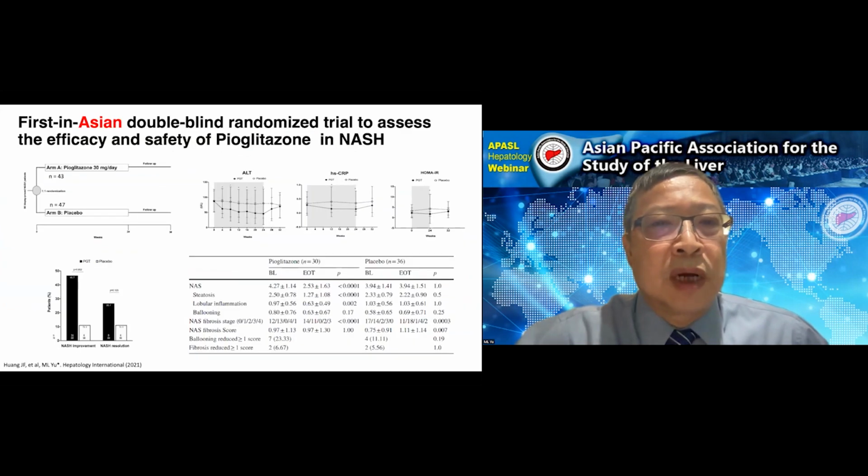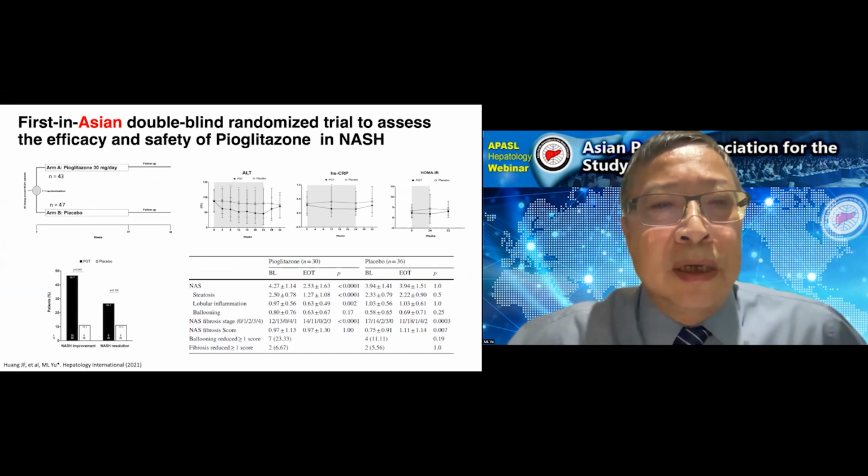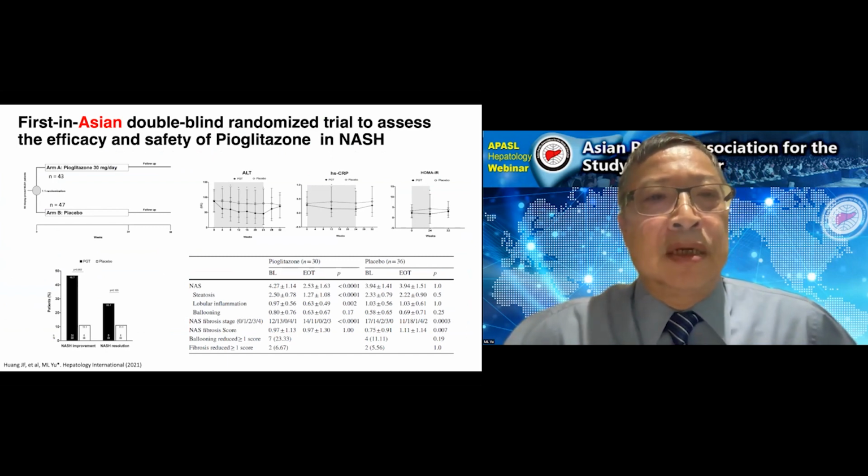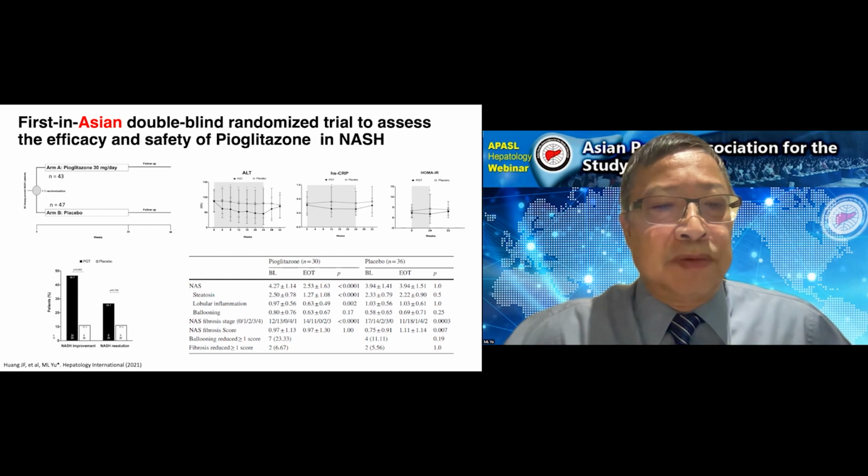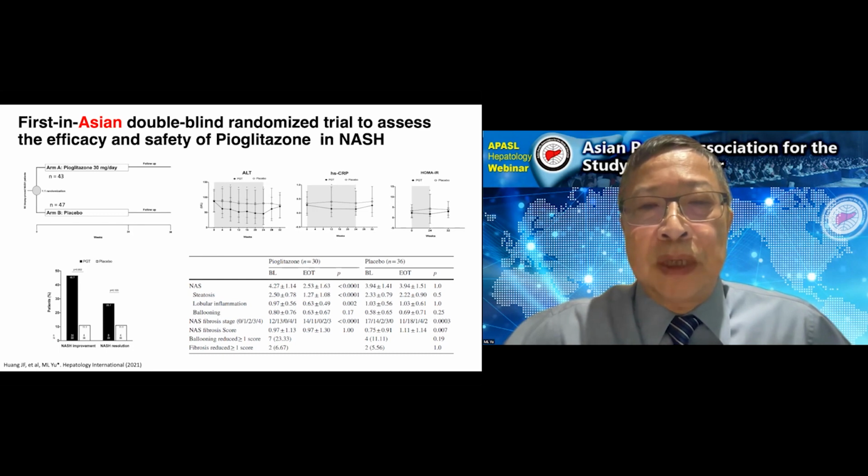We were also interested in whether the effect of pioglitazone could be observed in an Asian population, and conducted this double-blind randomized trial to treat patients with 30 milligrams of pioglitazone for 6 months compared to placebo. As you can see in the left side figure, 46% of patients achieved NASH improvement compared to 11% in the placebo control, and one quarter of the pioglitazone patients had NASH resolution compared to only 10 to 11% in the placebo control. During the treatment, there was a significant normalization and improvement in the ALT level, CRP level, and hormone index, but the improvement could not be sustained after discontinuation of pioglitazone.